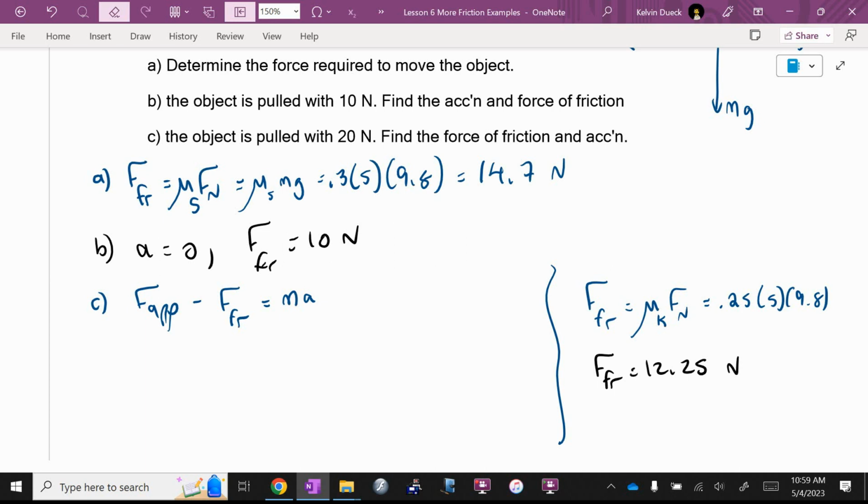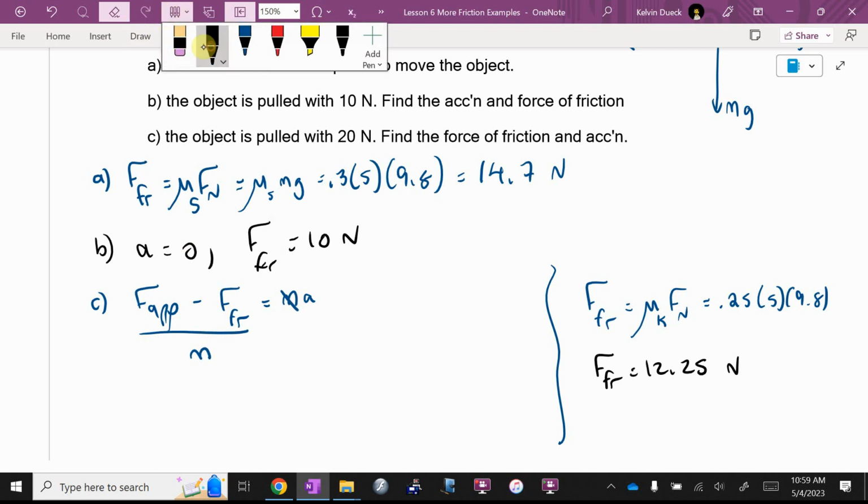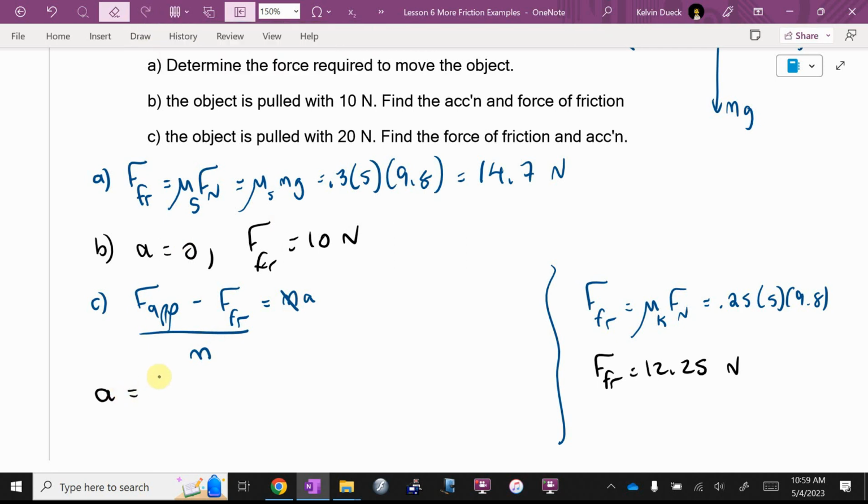What else did part C want me to find? The force of friction and Newton's second law, divide by m. What was the applied force in part C? 20 minus 12.25, divided by m, 5. Oh, I can do that in my head. 20 take away 12 is 8. It's going to be 7.75.